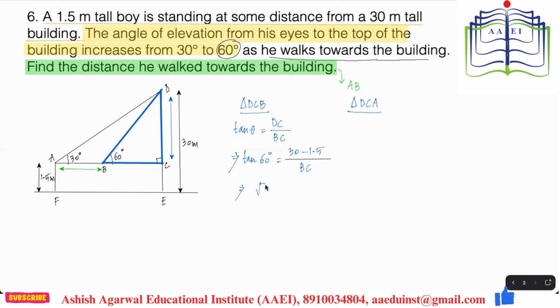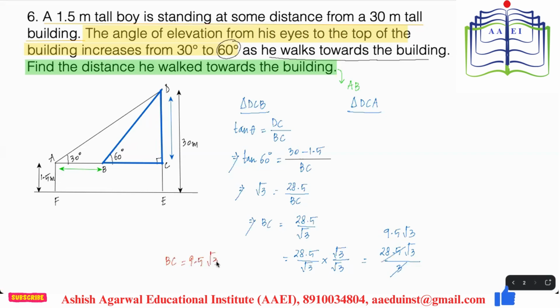Tan 60, root 3 is the value. Here we have 28.5. Denominator BC. On cross multiplication, BC is equals 28.5 by root 3. Rationalize, which is important. 28.5 by root 3 into root 3 by root 3. Little bit more simplification. On top we have 28.5 times root 3, below we got a 3. On simplification, this is 3, 9.5 root 3. So we have to document that we have got the value of BC as 9.5 times root 3 meter.